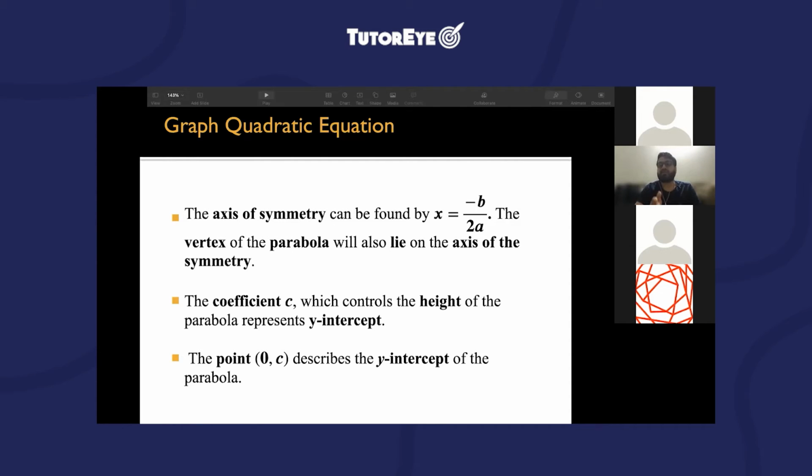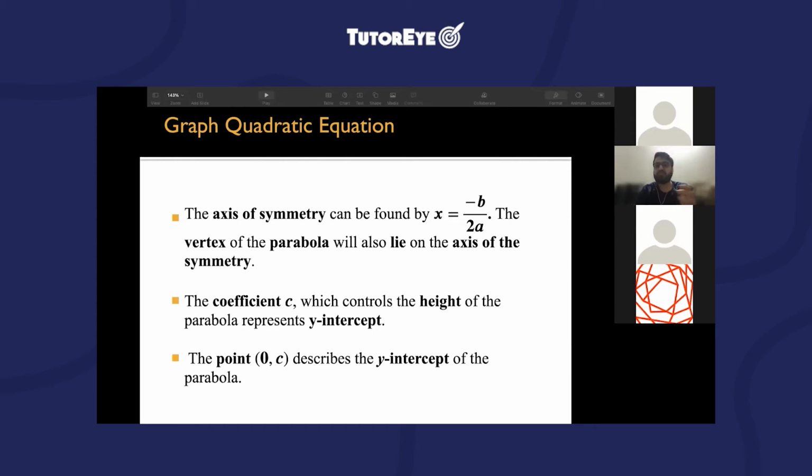The vertex of the parabola must be at the lowest point, and that point must be a single point, right? So it has a reflection on both sides. For that reason, the vertex of the parabola will also lie on the axis of symmetry itself.